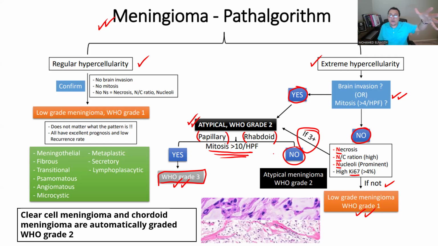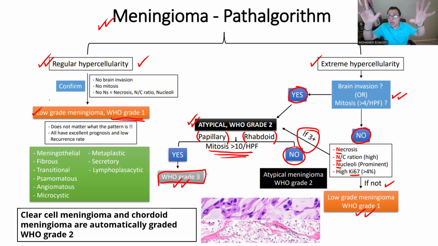What if I have regular hypercellularity from the beginning? Regular hypercellularity means it's nearly impossible that it would be WHO grade 2 or 3. It's usually a low-grade meningioma, WHO grade 1, but make sure you confirm this by excluding any brain invasion. You don't see any brain invasion, I don't see any mitosis, I don't see any of the ends, necrosis, NC ratio, nucleoli, so that's a WHO grade 1.